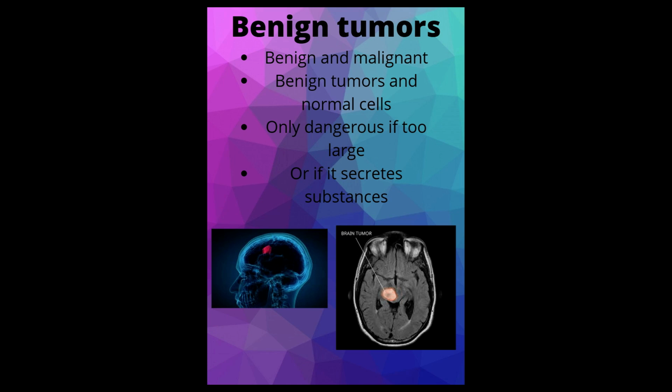Now we're going to talk about benign and malignant tumors. We're going to start with benign tumors and normal cells. Benign tumors act very similar to normal cells, and the only real difference is that they're only dangerous if they grow too large and disrupt bodily functions, or if they secrete a substance such as hormones. As you can see here, there are 2 pictures of brain tumors.